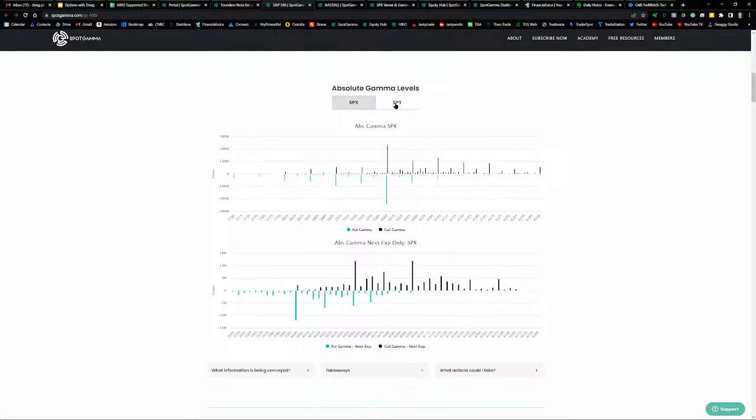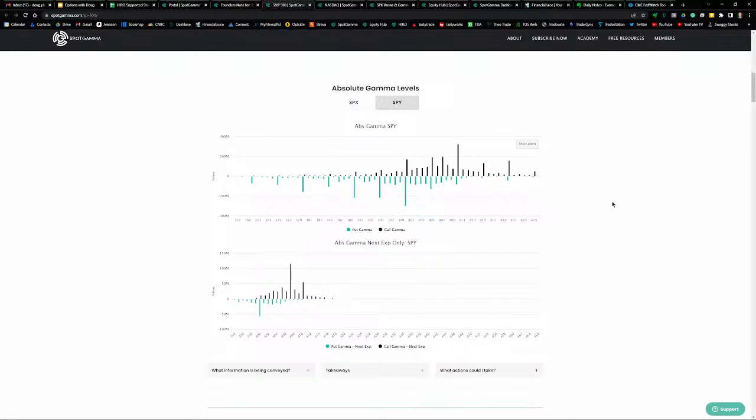So that's the SPX. SPY. There's the 400 key gamma strike, or absolute gamma strike. And the thing to notice here is all of the put gamma, and that's shown below this zero line. That's put gamma or negative gamma shown with the teal bars, and the call gamma above, shown by the black bars, that's positive gamma.